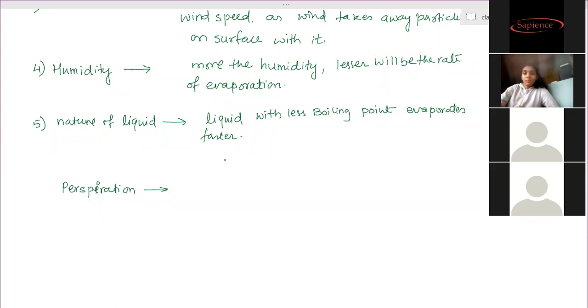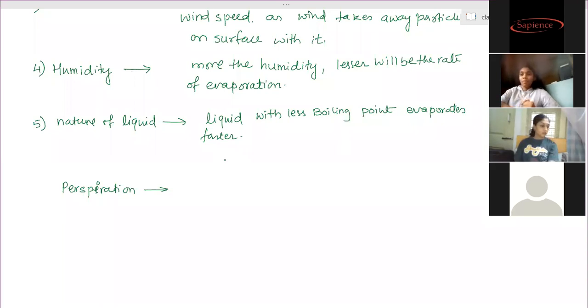Cotton clothes have pores through which they absorb sweat, and due to absorption, the sweat can evaporate, and evaporation causes cooling. So the body will feel cooler.